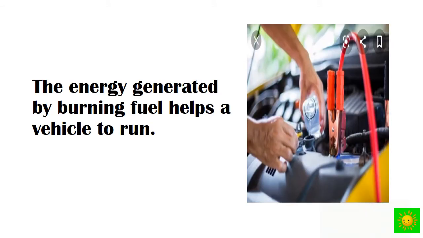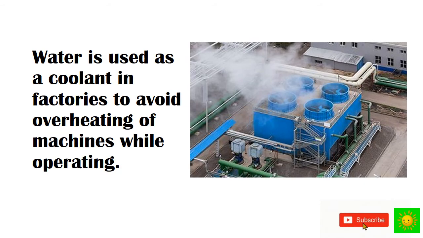The energy generated by burning fuel helps the vehicle to run. In this process of burning fuel, the engine of the vehicle gets heated a lot and may stop functioning. The heat of the engine is absorbed by water or by coolant in the radiator and prevents the engine from faltering due to overheating. Next one. Water is used as a coolant in factories to avoid overheating of machines while operating.